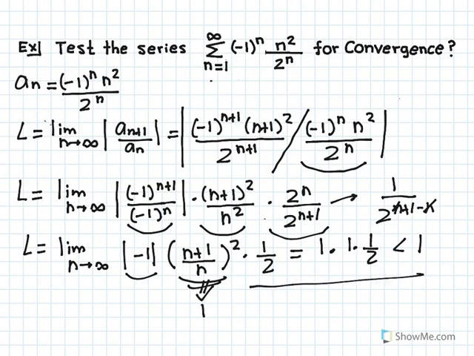Now let me just expand on why this limit is 1. Limit as n approaches infinity. Dividing through, we get n over n, which is 1, plus 1 over n, all squared. And this ratio 1 over n approaches 0 as n approaches infinity, 1 over a large number. So we get 1 plus 0, squared. This is equal to 1. All right, so the ratio is equal to 1/2.